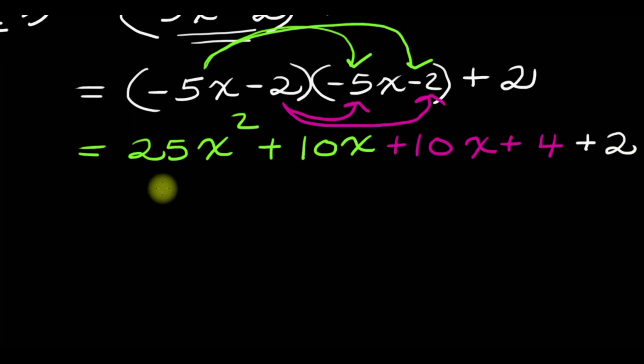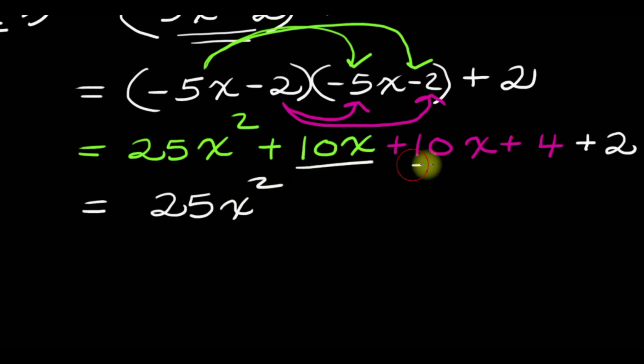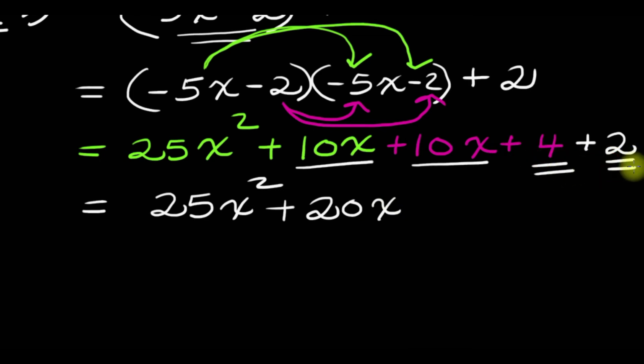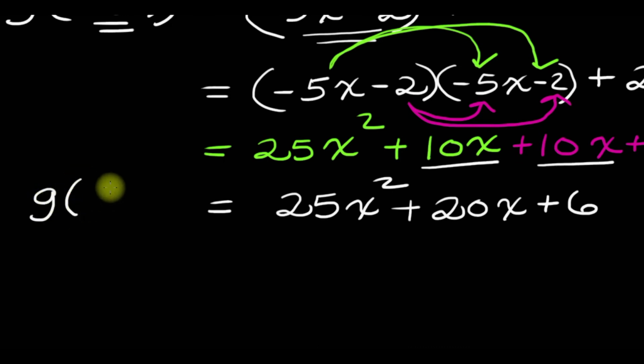All right, now we just have to combine like terms, and then we're all done. So there is no other x squared term, so we're just going to bring that down. And then you got 10x with 10x. Well, that makes it 20x, 10 plus 10. And then you got these two constants. So 4 plus 2 is going to give you 6. Okay, so this is what your g of f of x is.